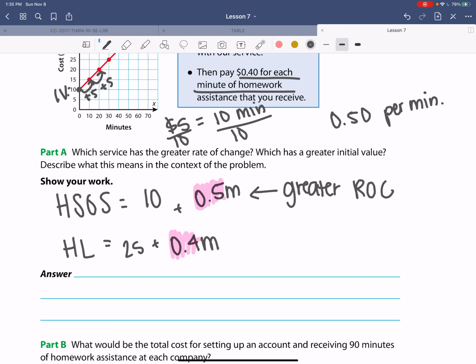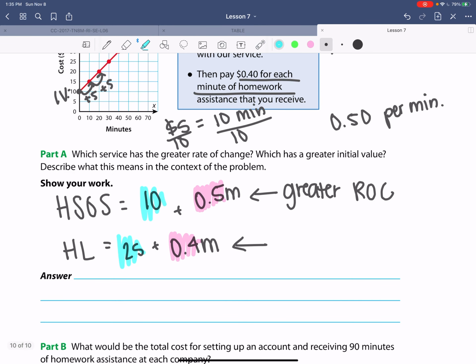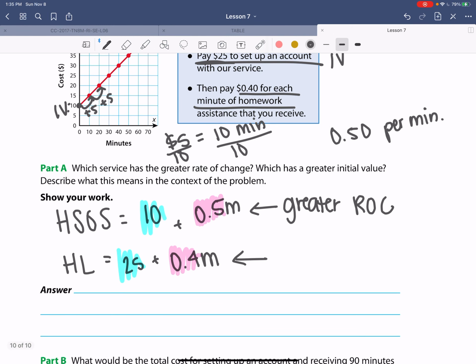And the greater initial value is our constant. That one's going to be in blue. That's the initial value, the amount they charge you just to get set up for them. And that was Homework Lifeline. Yeah, Lifeline. They had the greater initial value.